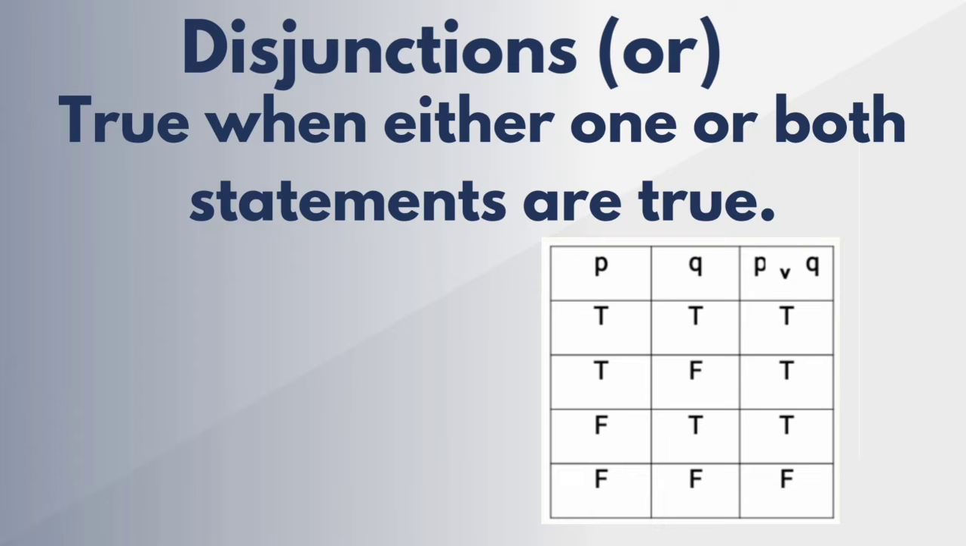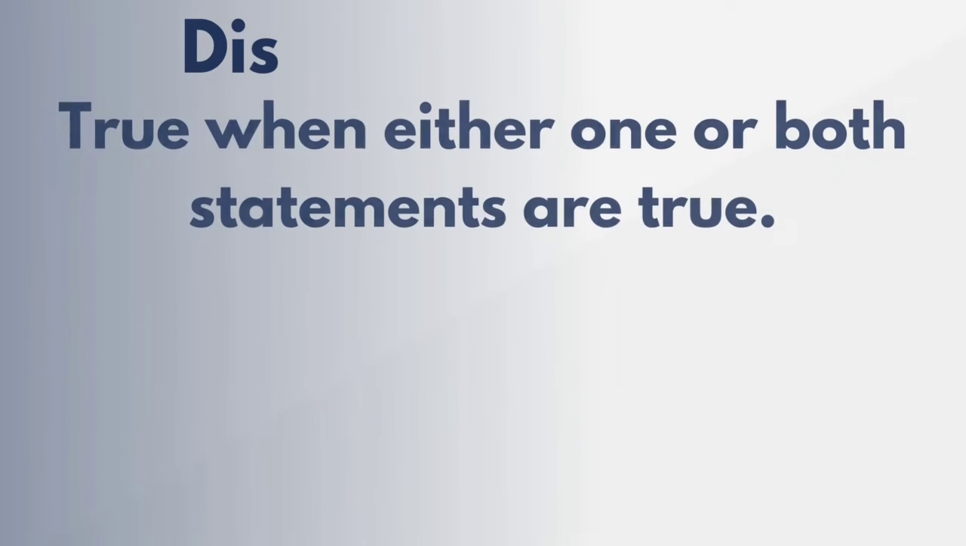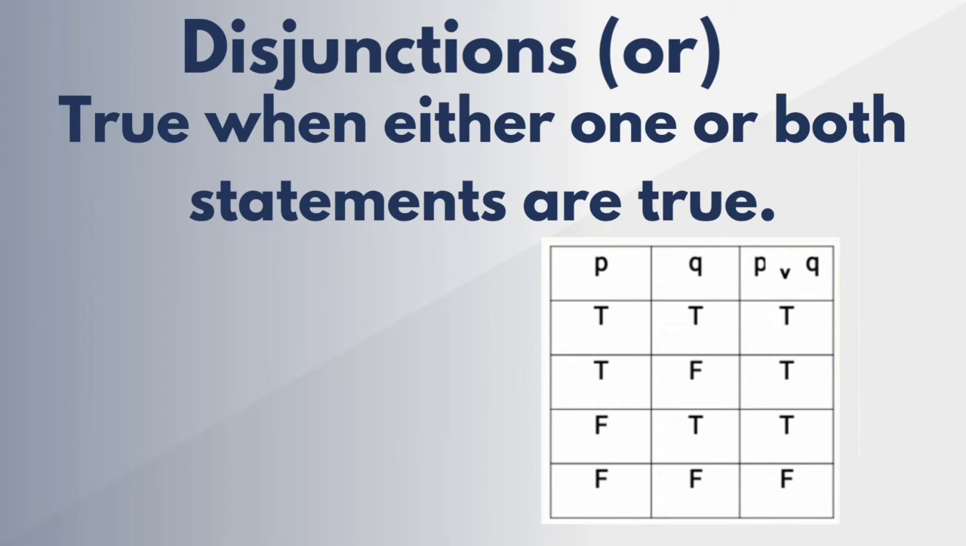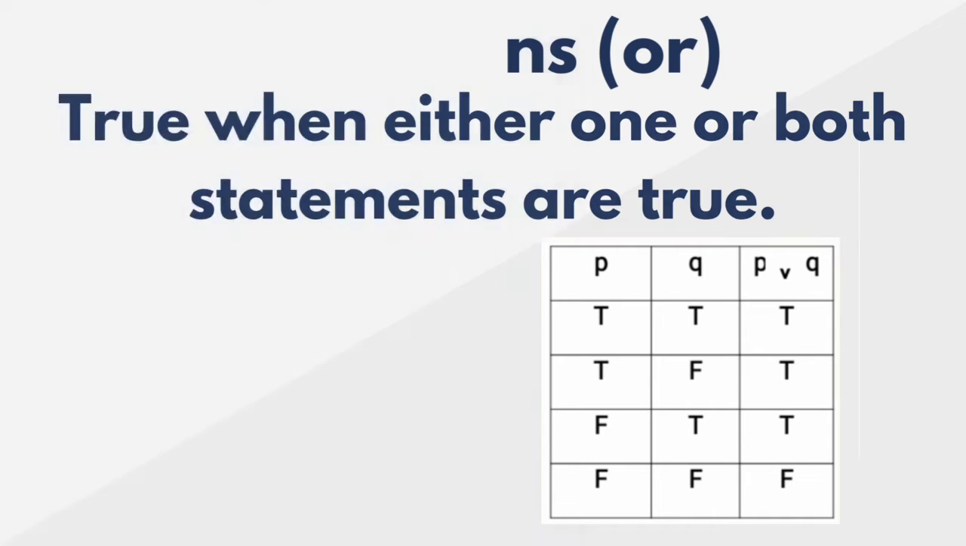If you look at P and Q, in the first row, P is true, Q is true, then the statement is true. P is true and Q is false, then the statement there is true. The third row, P is false and Q is true, then the statement there is true. The last row, P is false and Q is false, then the statement there is false.